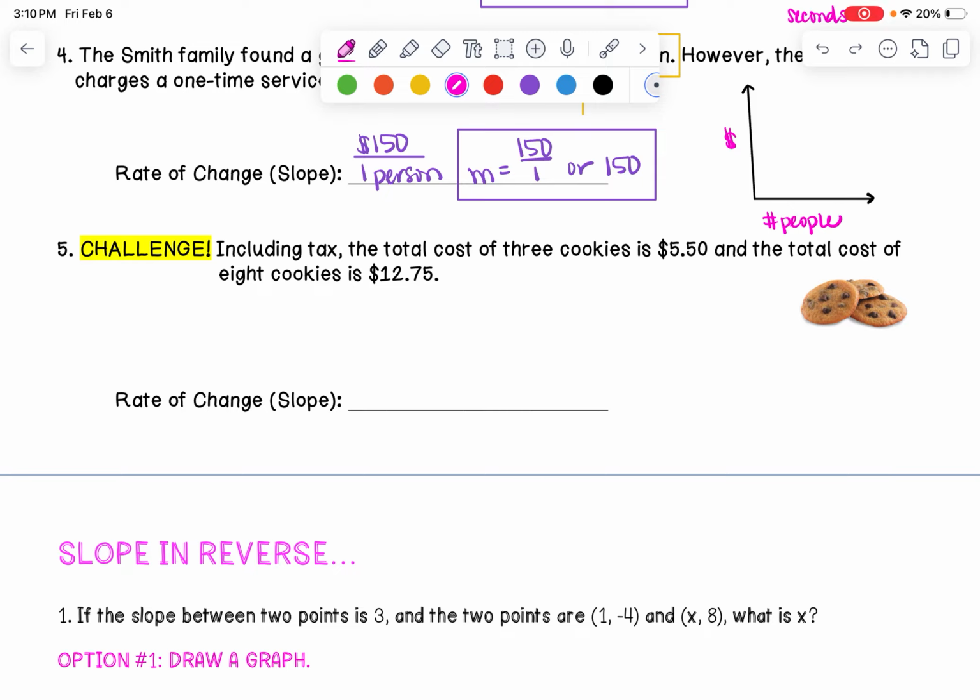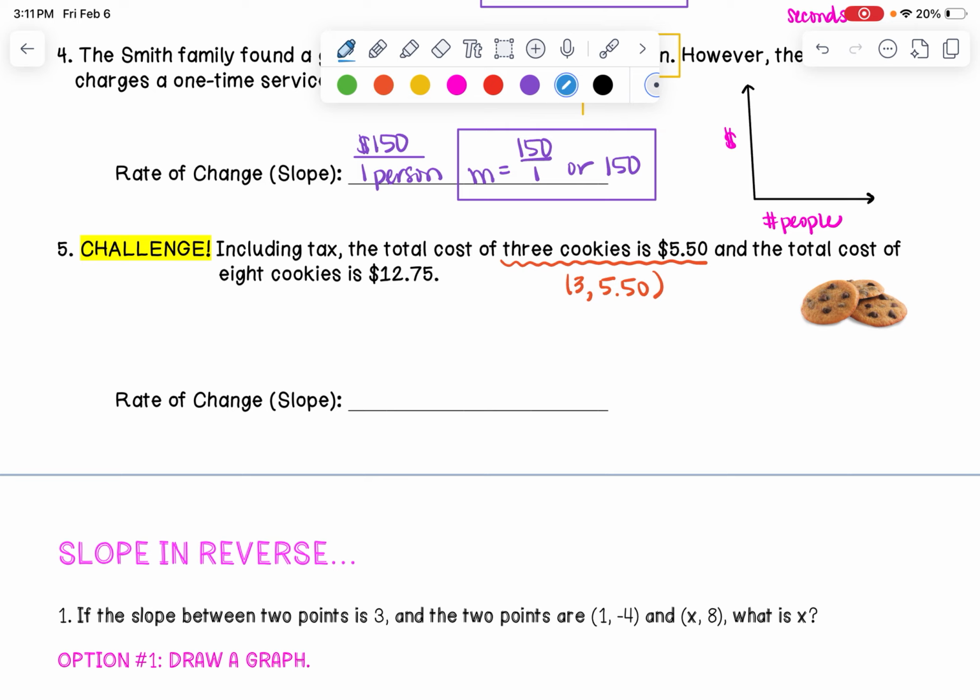what we're going to do is we have to find the slope in a different manner. Well, if they tell you 3 cookies costs $5.50, what they're really telling you is the point 3 comma 5.50, because the total money would be the y variable, because the amount you spend depends on how many cookies you buy. So cookies would be the x and 5.50, the money, would be the y.